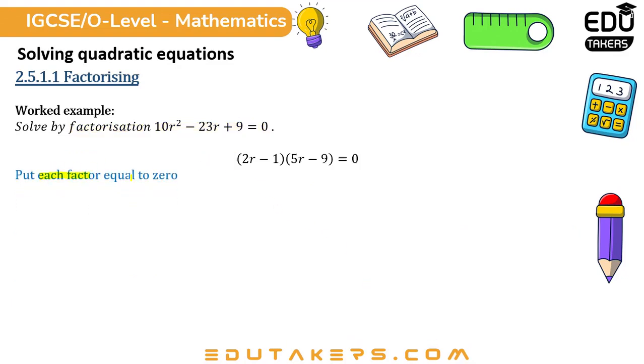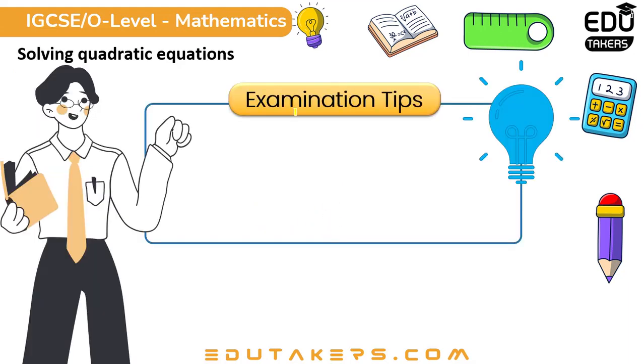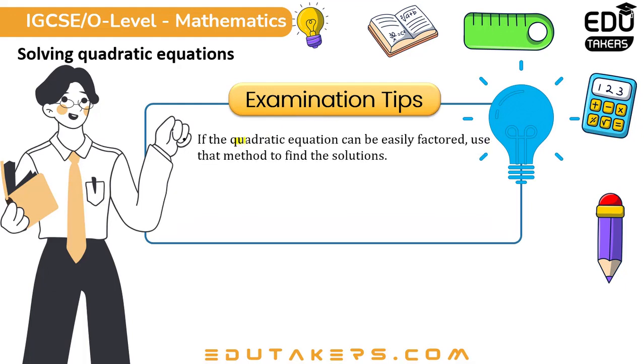Now put each factor equal to 0. It will be 2r minus 1 equals 0 and 5r minus 9 equals 0. Now solve each equation. From this it will be r equals 1 over 2 and from second r equals 9 over 5.